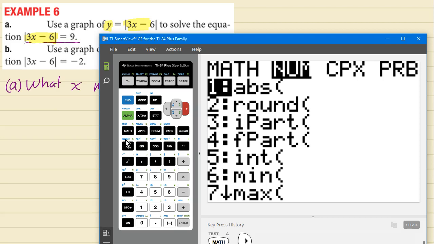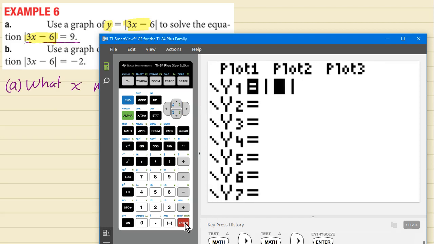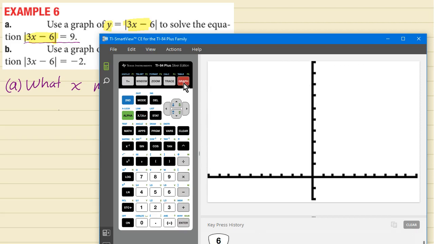So just press enter. Again, this was the math button, and after you press the math button, go to the right to get to the absolute value function. And there's that, and we're going to type 3x minus 6 and graph it. So that's what the graph of this looks like. It makes this V shape. Absolute value functions always have some kind of V-shaped thing going on.